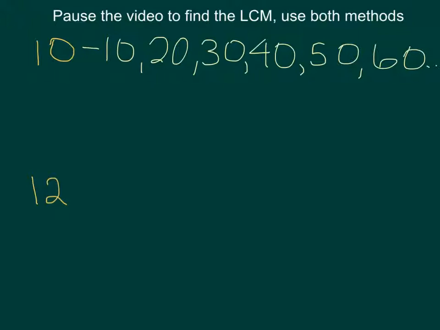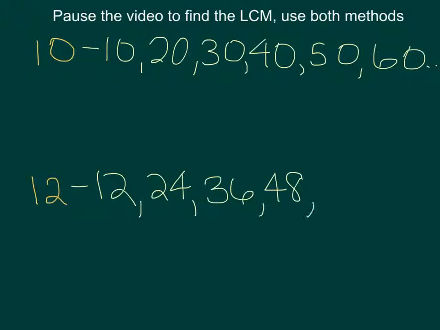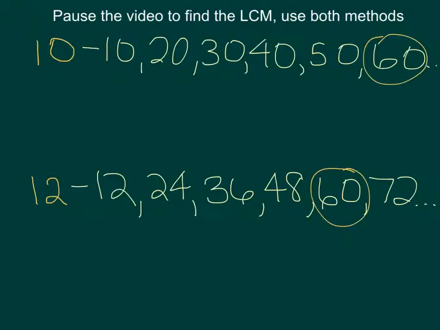For 12, we have 12, 24, 36, 48, 60, 72, and so on. So we can see that our least common multiple for both of these is 60. We can also do this by doing the prime factorization.